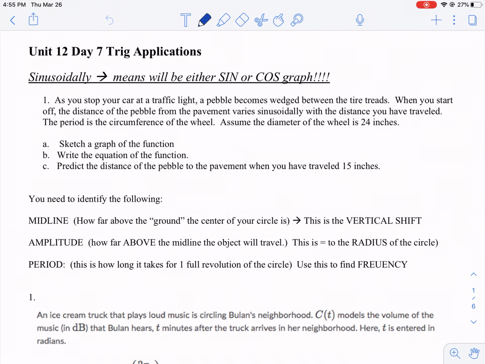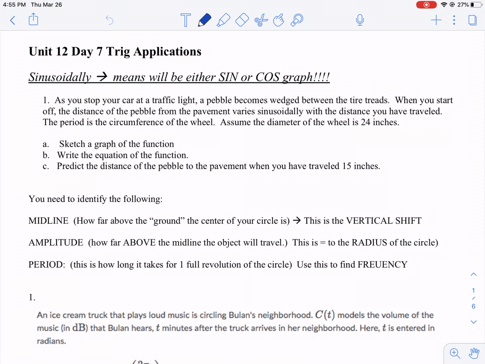This is Unit 12, Day 7, trig applications. As far as I can tell, most of the time the Regents exam is going to give you a trig equation and ask you about the different parts of it. Occasionally they had you graph a word problem, but not very common.